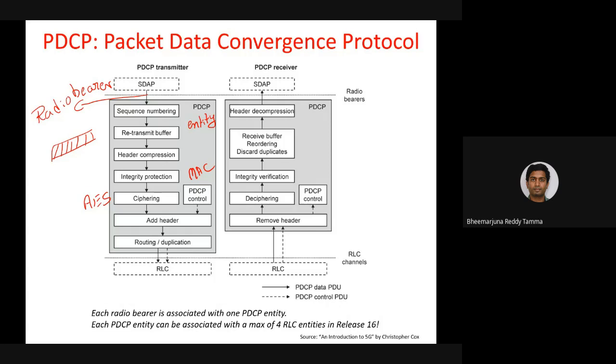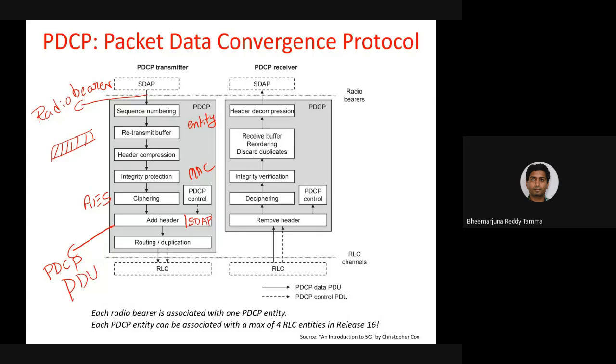So finally, we are creating the header. This header is the one that is added to the SDAP packet. So we have the SDAP packet to which you are adding the PDCP header. The one that you get after this is called the PDCP PDU.